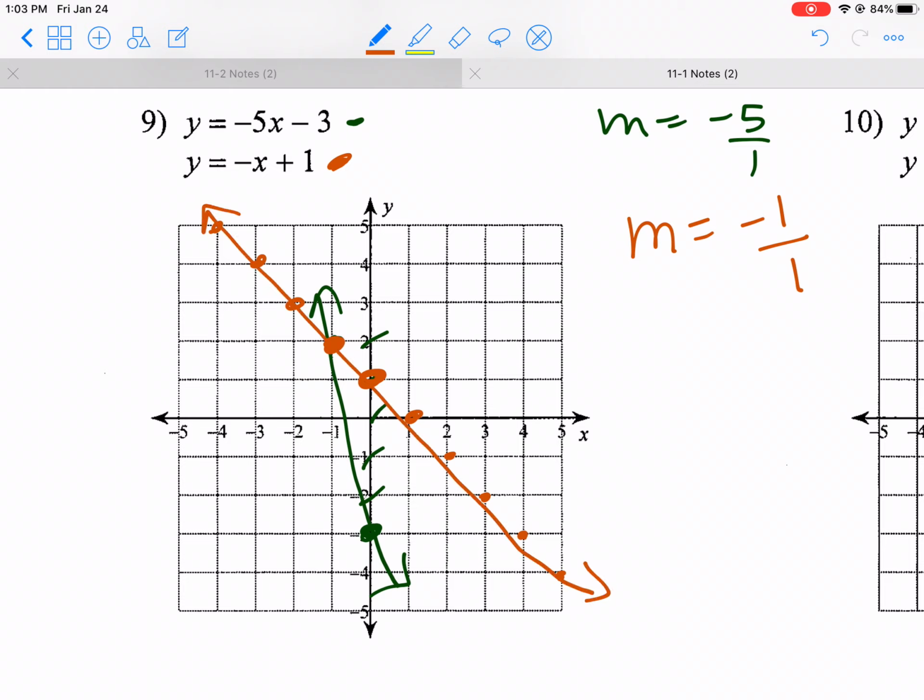Okay, and we can see that these two lines intersect. They do cross at that spot right there, and we're going to name that point. That's our solution to this system of equations. This is at (-1, 2).